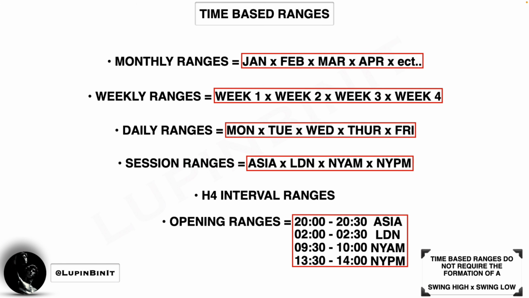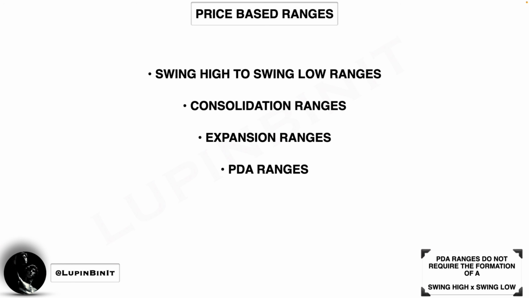But moving on to price-based ranges, it consists of swing high to swing low ranges, this being the typical type of range we paid attention to during the start of the video. And then we have consolidation ranges and expansion ranges. Now, we have gone over consolidation and expansion as delivery phases on the very first part of this series.